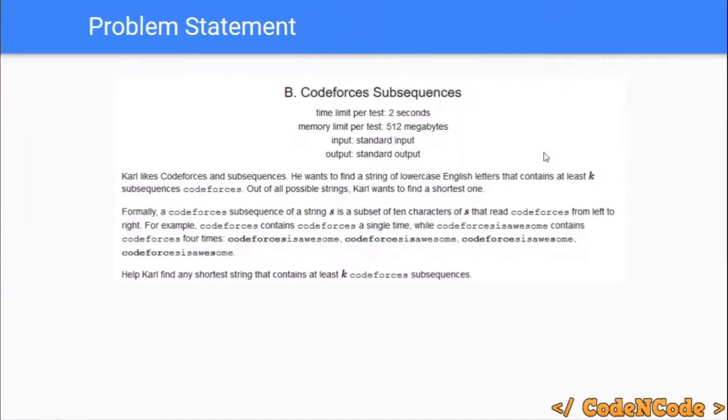So yep, the problem is we are given an integer k and we have to print a string with minimum number of characters such that it contains at least k subsequences which are equal to codeforces. For example, this string contains only one subsequence which is equal to codeforces, and that is this whole string, while this string contains 4 subsequences which are equal to codeforces, and the example is shown here.